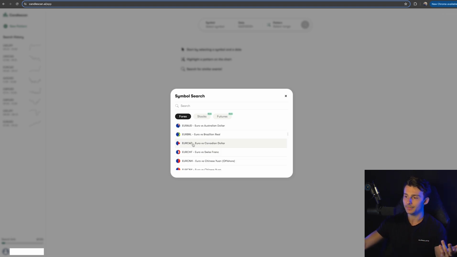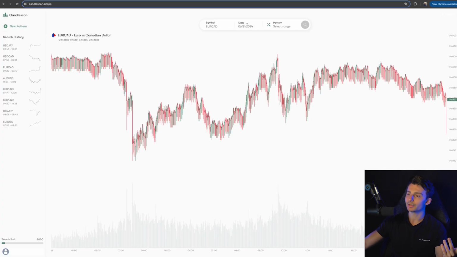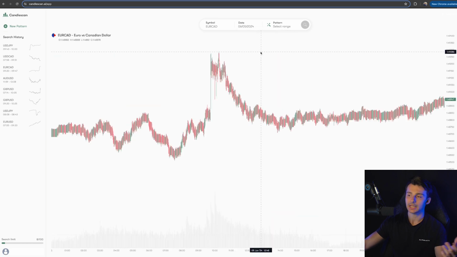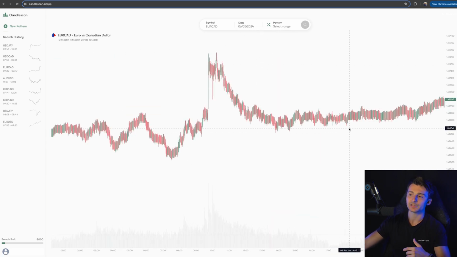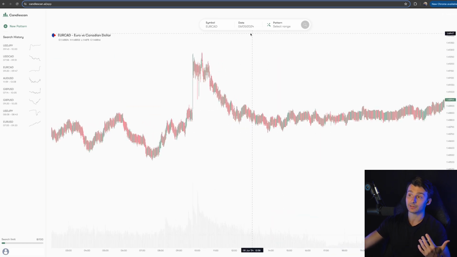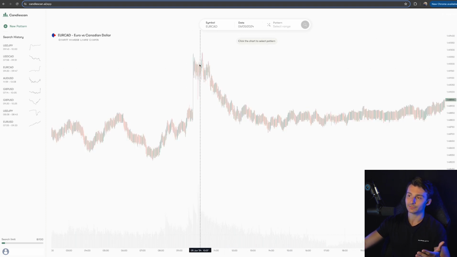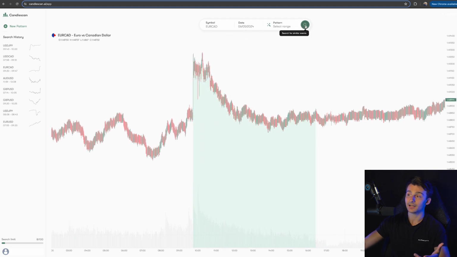So let's go and pull up the euro versus the Canadian dollar. And let's go look at any given day throughout history. I can go back to June 5th if I want to, and I can see how this played out. What I can do is click on the symbol, the date, and then select range. When I click on select range, I can select any range that I want. And once I do that, I can click on the search bar, and it's going to search for similar patterns.